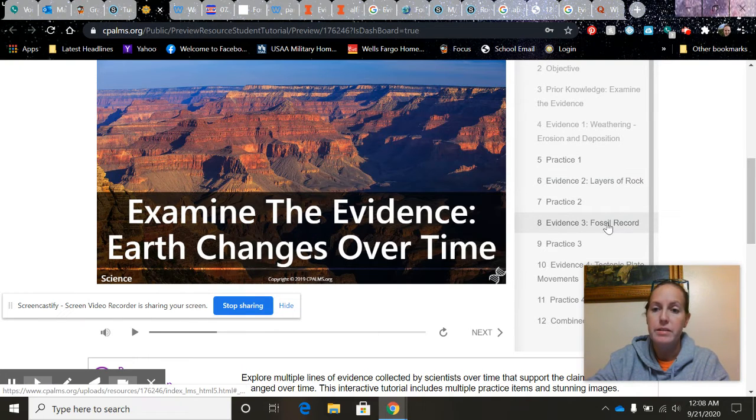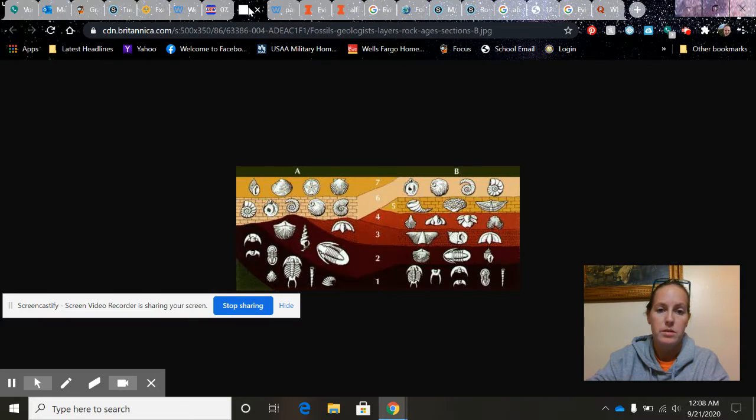The next one you're going to talk about is the fossil record. So in here, you can see how fossils have changed over time. Each layer has very similar looking creatures in them. Because as life changes, it's going to die at different rates and things are going to get covered up by more sediment as more rock layers form over them.